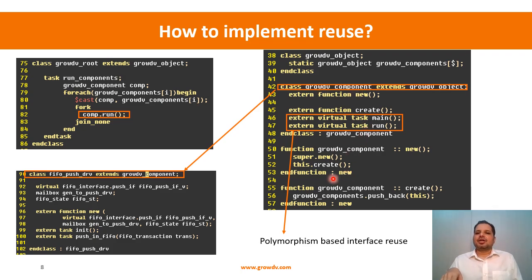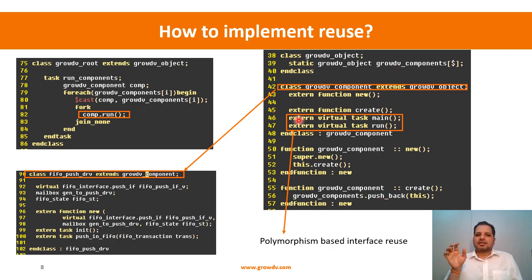Okay, and in the constructor of this particular component, we are calling super.new, and then we are calling this dot create. What this dot create does is add the instance of the class being created to this particular queue. So if I summarize, we have this static queue, and the GrowDV component is extending the object, and whenever the GrowDV component gets instanced, that particular instance handle gets pushed into this components queue. Okay, that's the first thing we have done.